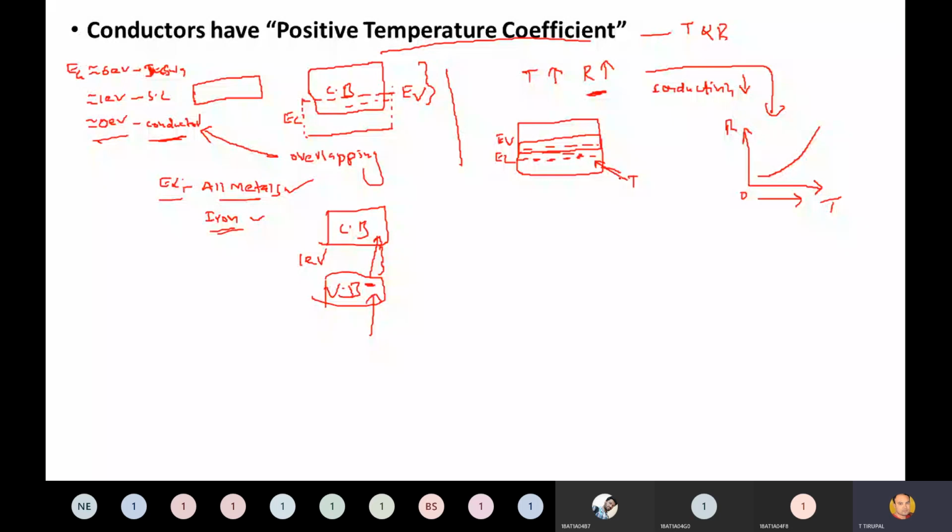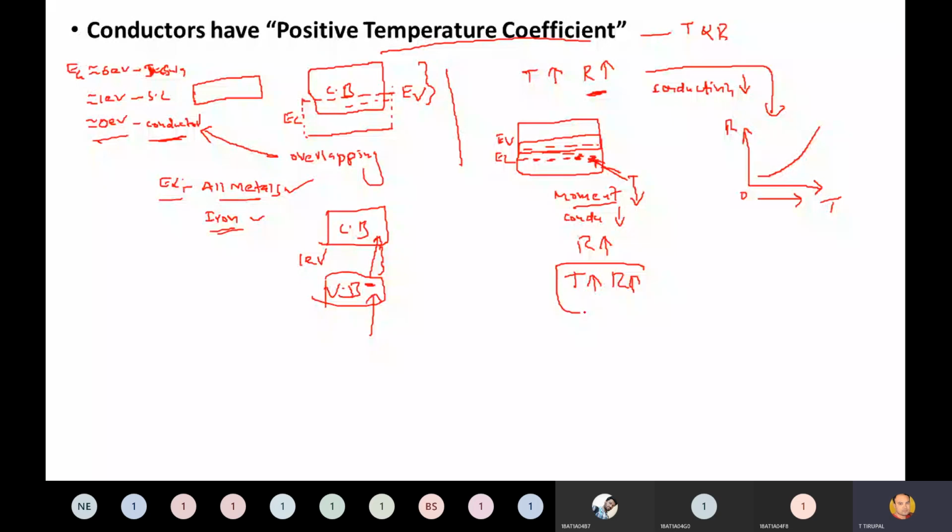So the movement decreases. Movement of charge carriers decreases. Movement decreases means conductivity decreases. Conductivity decreases means resistance increases. So as temperature is increased, movement of the charge carriers decreases and conductivity decreases. Therefore, resistance increases. So therefore, I can say that all conductors possess a positive temperature coefficient, right?